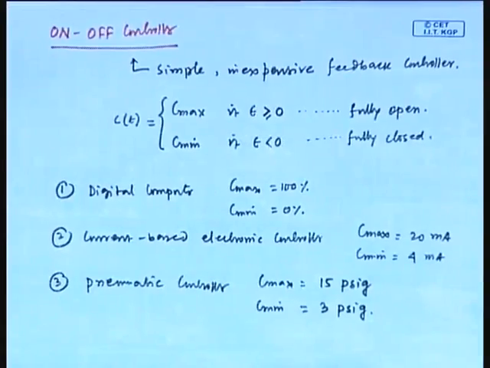What is the use of this on off controller? The on off controller is used in home heating systems. It is used in domestic refrigerators. The on off controller is also used in laboratory furnaces.